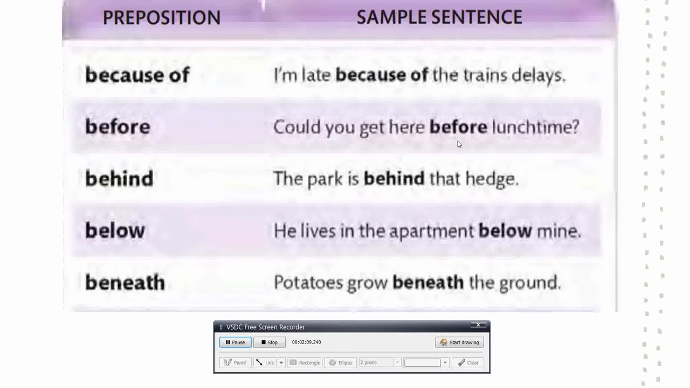Before. Could you get here before lunchtime? Behind. The park is behind that hedge. Below. He lives in the apartment below mine. Below is also used for something that is touching the surface from the bottom. Beneath. Potatoes grow beneath the ground. Or underneath is another word where something is touching between two things, for example, the rat was beneath the bag.